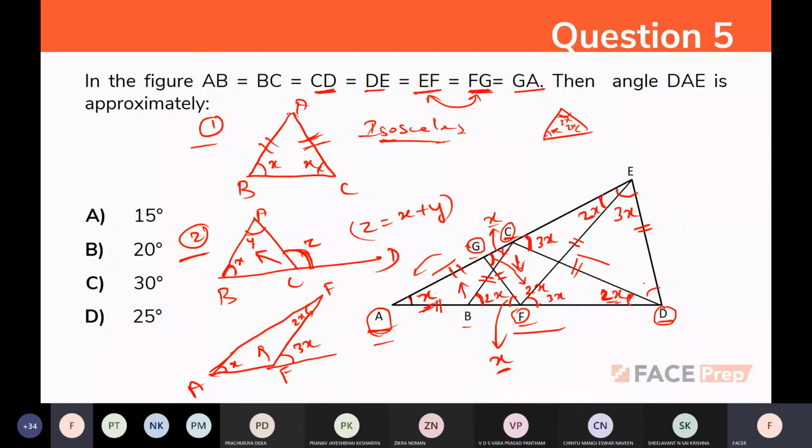DE equal to EF, so these two lines are parallel. If here it is 3x, the whole thing here would be 3x. I think we got all the angles that we need in triangle ADE. Here it is x, here it is 3x that we found recently, and here it is also 3x.